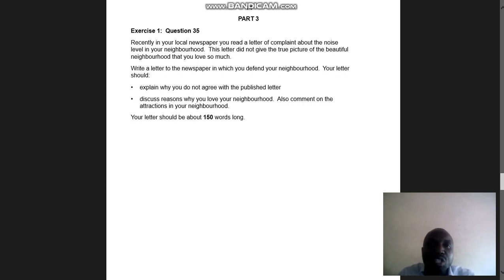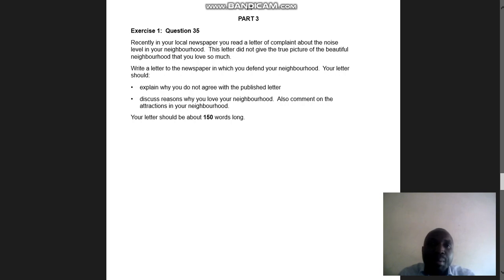But I should not lift this prompt into my paragraph by saying, let me explain why I do not agree with this published letter. Then I will not get good marks because I'm just copying that into my paragraph. I must just explain why, without telling the examiner or the marker that now I am stating the reasons why I do not agree with the published letter. Then in the second paragraph, I need to discuss reasons why I love my neighborhood.